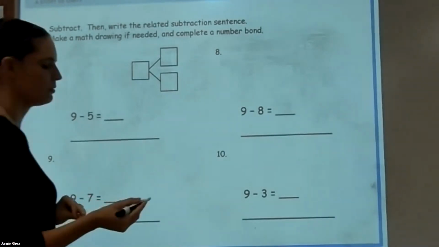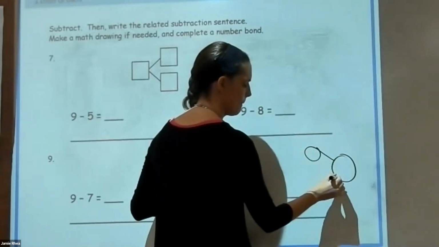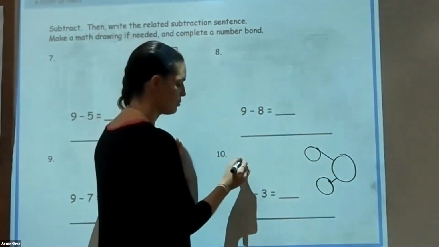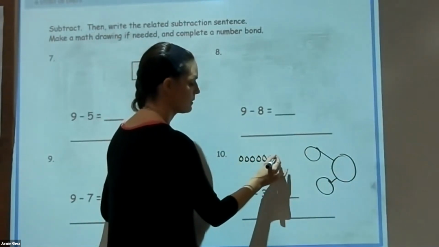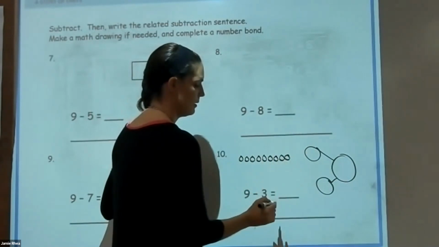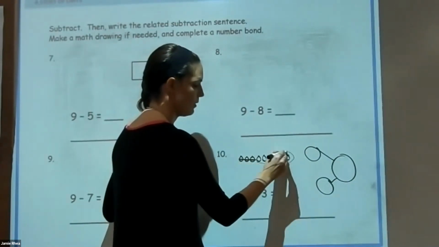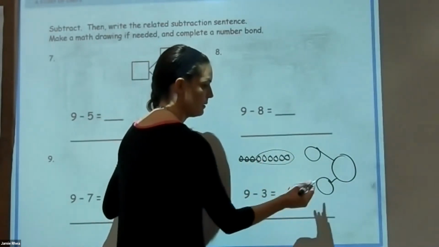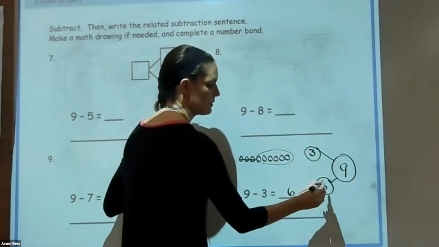So I'm going to go ahead and make a number bond. And if I need to draw, I can draw it out. So I'm going to draw out 9. 1, 2, 3, 4, 5, 6, 7, 8, 9. I'm going to mark off 3 of them. That leaves me with 1, 2, 3, 4, 5, 6. Now I can say there's 9 total. 3 got marked off. 6 are left.